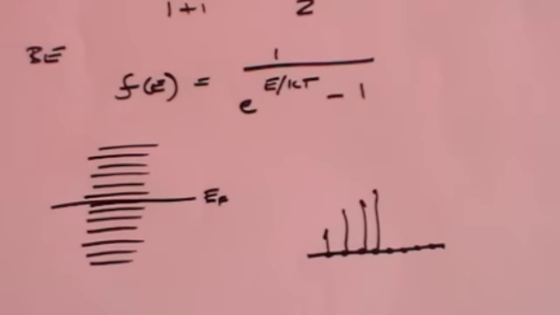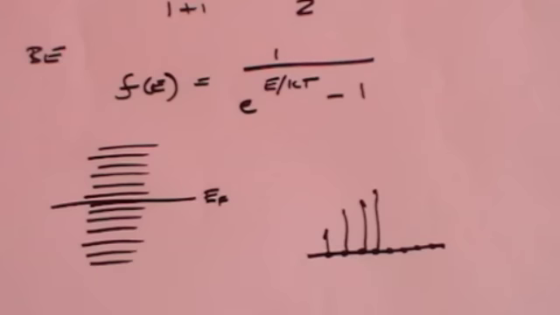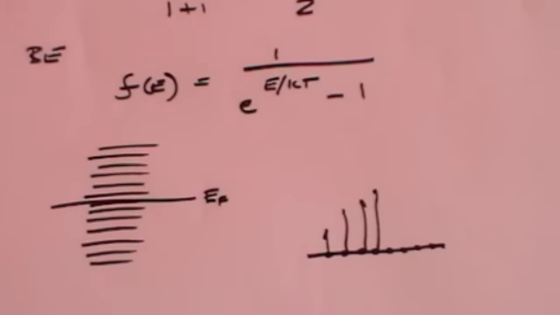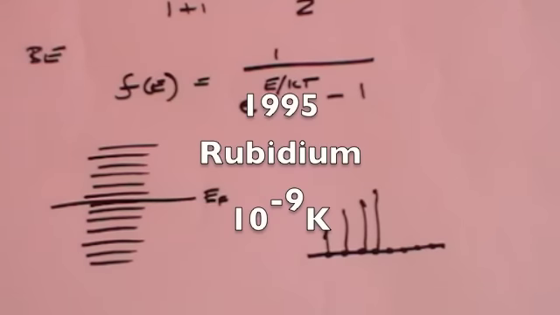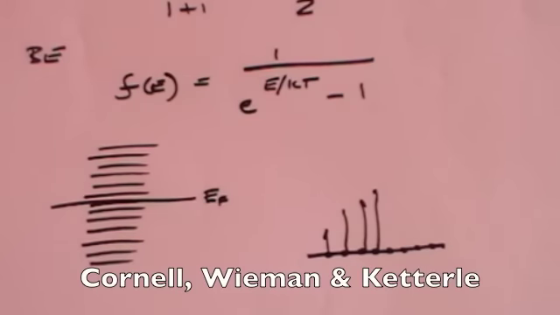And that is actually called a condensate. So when you hear the term Bose-Einstein condensate, what that really means is that in relation to bosons, when the temperature is zero, they all condense into a single lowest possible energy state. Now, Bose and Einstein predicted this condensate in 1925. It wasn't actually achieved until 1995, when using rubidium atoms, a temperature of about 1/1,000,000th of a degree Kelvin was achieved, and the bosons were observed to go into a condensate. That work was done by Cornell, Wieman and Ketterle, for which they won the Nobel Prize in 2001.